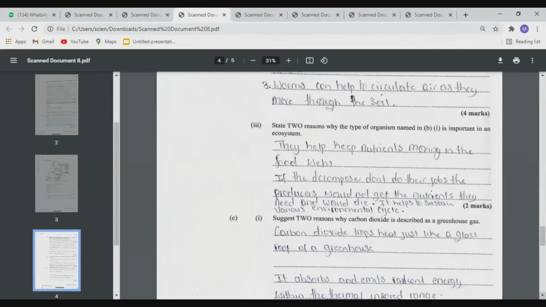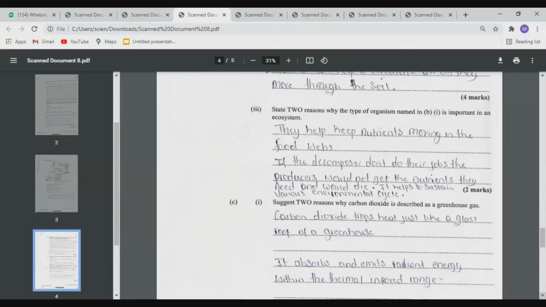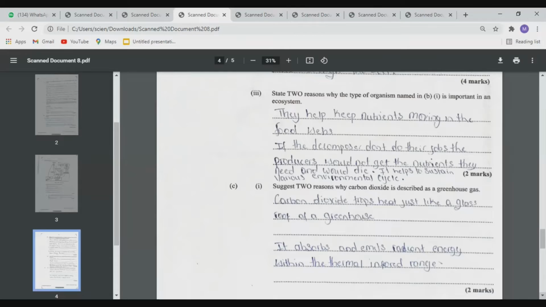3, state 2 reasons why the type of organism named in B1 is important in the ecosystem. Remember that our organism was the bacteria. How are they important in the ecosystem? They keep nutrients moving in the food web. If the decomposers do not do their jobs, the producers would not get the nutrients they need and would die. It helps to sustain various environmental cycles. Doing all of that, you should be getting your points.